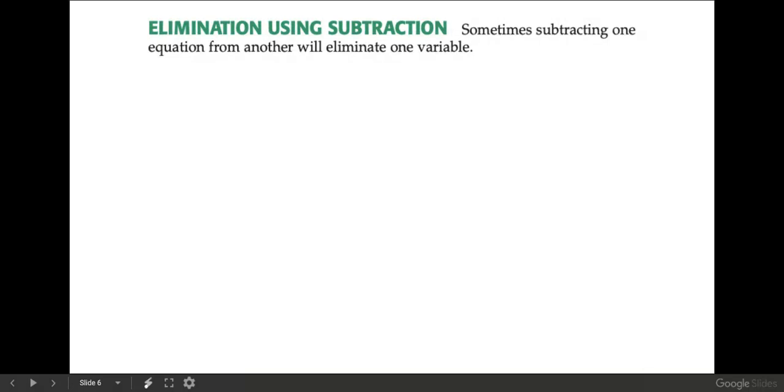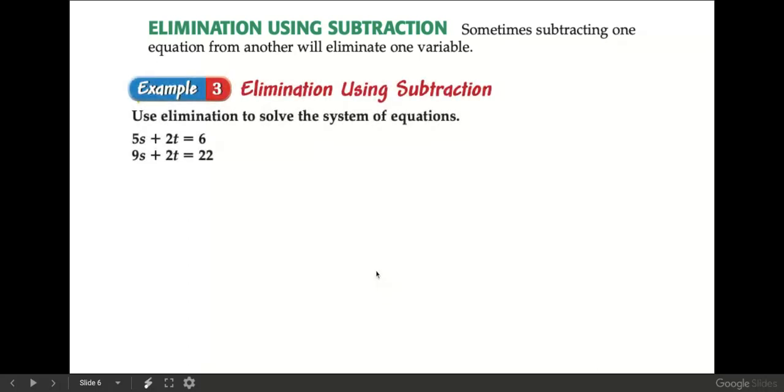So elimination using subtraction. So we've used addition in both of the problems that we've done, but you can also use subtraction. You want to use whatever makes the most sense that's going to eliminate your two variables. So sometimes subtracting one equation from another will eliminate one of the variables. So let's look at this problem.